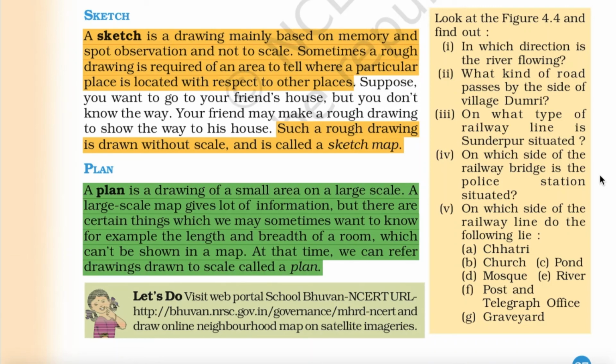Plan. A plan is a drawing of a small area on a large scale. A large scale map gives a lot of information, but there are certain things which we may sometimes want to know, for example, the length and breadth of a room, which can't be drawn in a map. At that time, we can refer to drawings drawn to a scale called a plan.